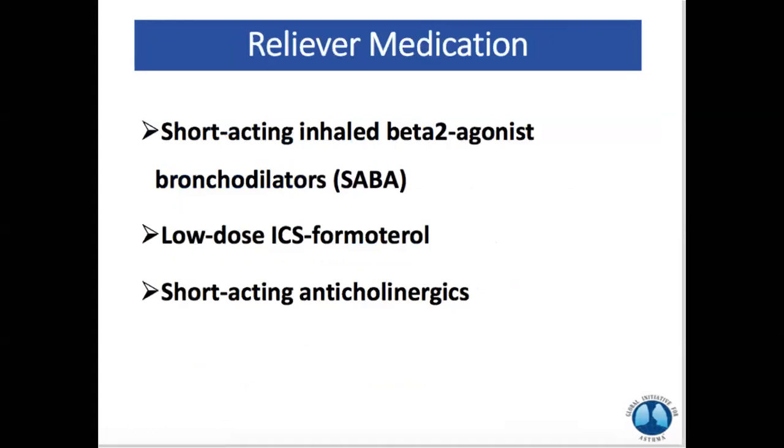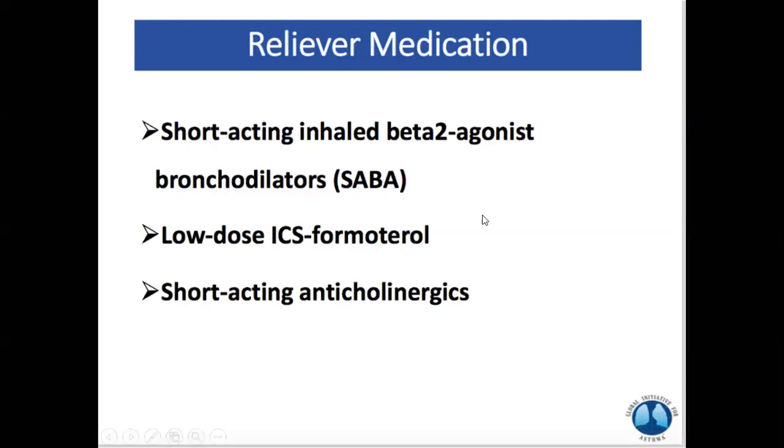Okay, and what are the reliever medications available? So short acting beta 2 agonists like salbutamol is a reliever medication, and another relieving medication we quite often use in ICU is the short acting anticholinergics. So anticholinergics like ipratropium, it is another reliever medication.